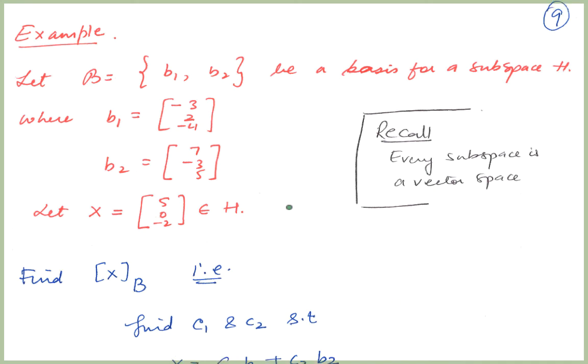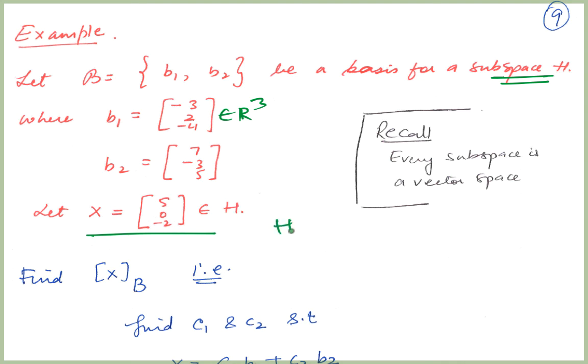Okay, so here it is. We are given a basis set of a subspace H, and these elements are B1 and B2. They are elements of R3. You can already see that. B1 is minus 3, 2, minus 4. B2 is 7, minus 3, and 5. And we're given a vector x in H, which is 5, 0, minus 2.